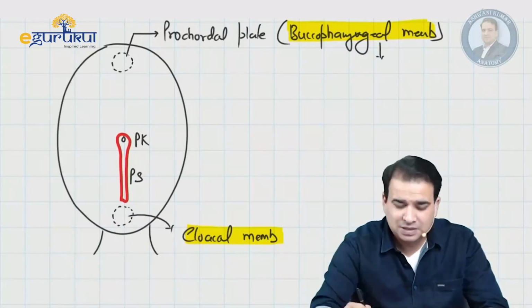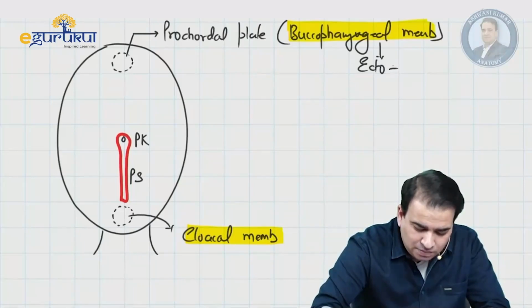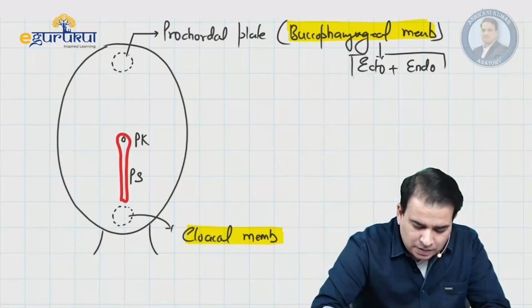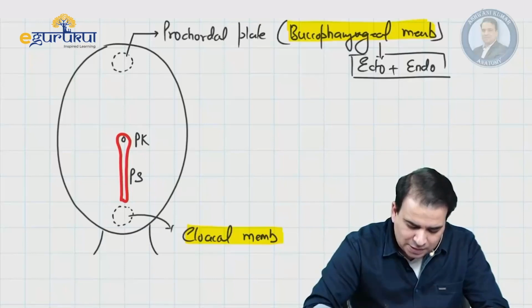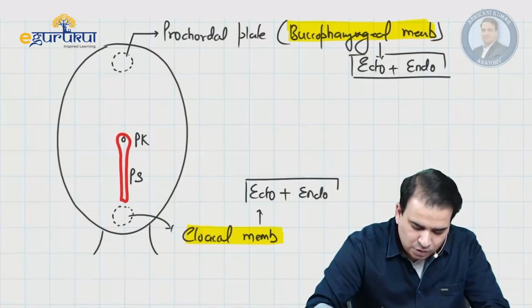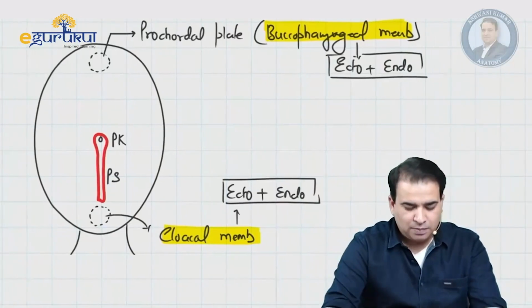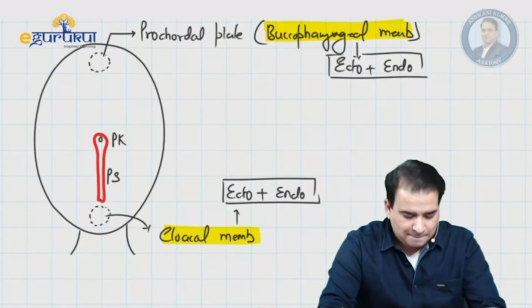This is asked in the AIIMS exam also, that buccopharyngeal membrane is made up of what? It is made up of ectoderm plus endoderm. And same is the story for cloacal membrane as well. Cloacal membrane is also made up of what? Ectoderm plus endoderm. No mesoderm in these sites, that is ectoderm plus endoderm, that forms the buccopharyngeal membrane and the cloacal membrane.